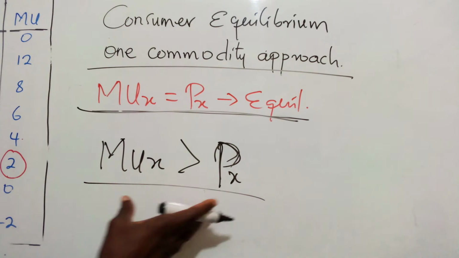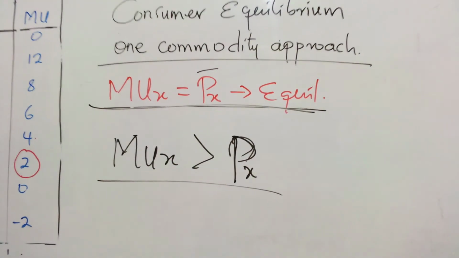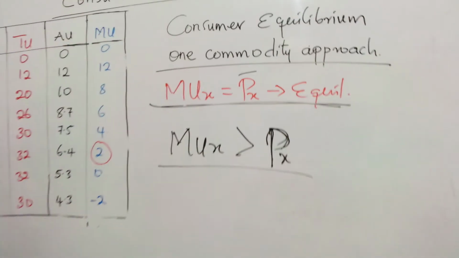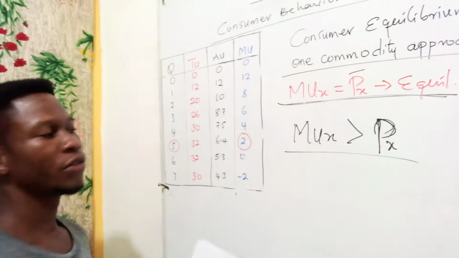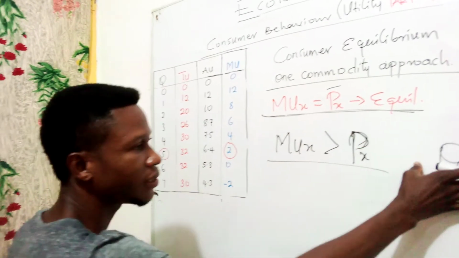So this is the second case we are looking at. Now, whatever we are doing, we assume the price is fixed in the market. So consumers don't have power over the price. Is that clear? We only have power over the quantity. We can't decide price, we can decide quantity.